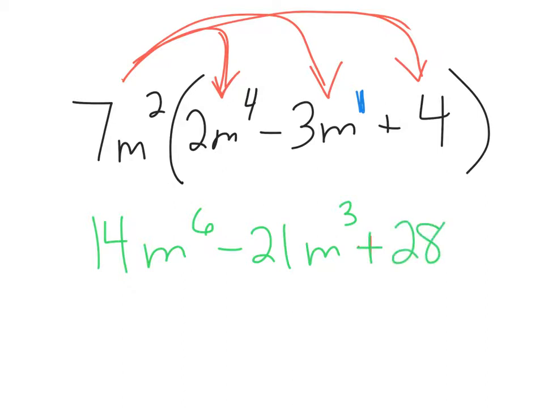But don't forget that 7 has the m squared on it, so we can't leave that out. Even though the 4 didn't have that, since it doesn't have anything at all, it doesn't get combined or added, but we can't leave it out. It's part of that 7, so it has to be now part of that 28. So that's how we would distribute that, and that's what that would look like.